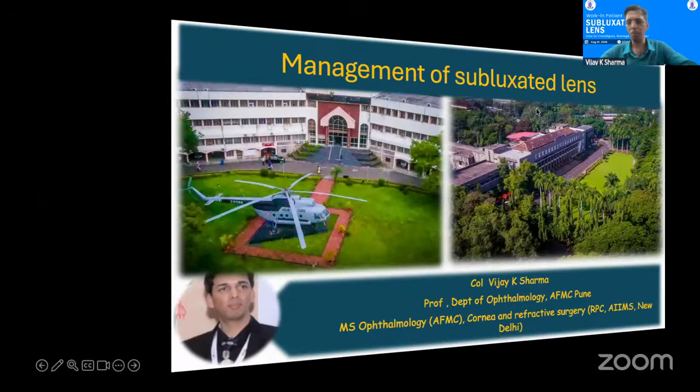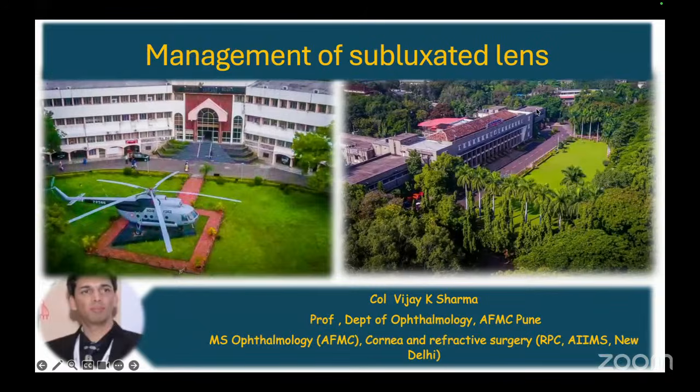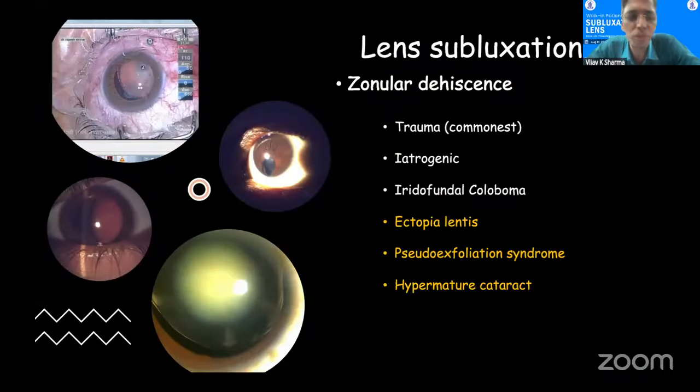So I'll be discussing the management of various scenarios which Dr. Rimil has just presented. As we know, there are various etiologies of lens subluxation. Trauma is one of the commonest etiologies which leads to zonular dehiscence and subsequently subluxation of the lens, followed by iatrogenic subluxation. Many times a surgeon who is doing a hard cataract, exerting too much pressure on the zonules, can cause intraoperative subluxation of the lens, and that then has to be managed intraoperatively.